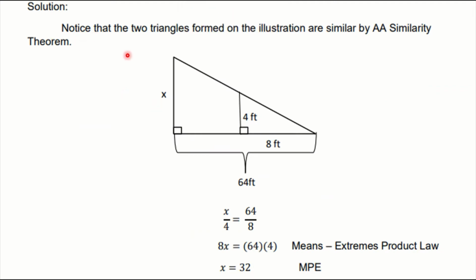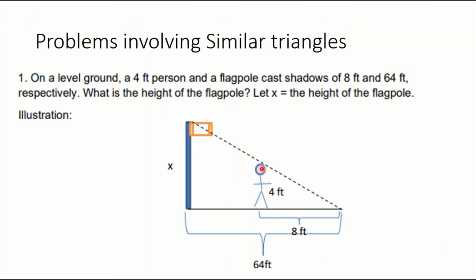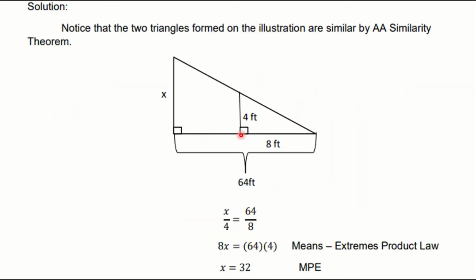Solution. Notice that the two triangles formed on the illustration are similar by AA similarity theorem. So look at this one. If we draw the lines, this will be the illustration. So we formed two angles. Okay? If we have two angles that are congruent, then therefore, our triangles are similar. So, the working equation now here is x over 4 is equal to 64 over 8.